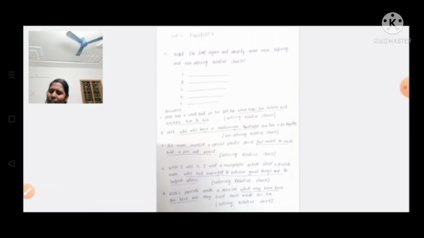The last one, the fifth: Nick's parents made a decision which may have been the best one they could have made for him. It is a defining relative clause. Okay, children, do you understand?